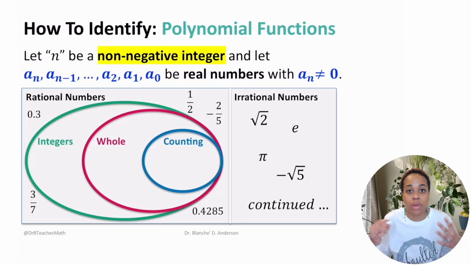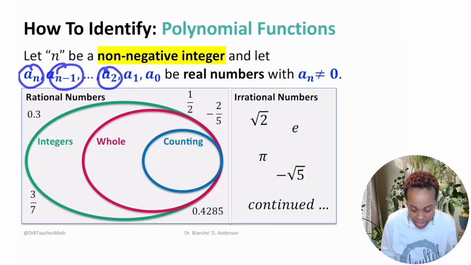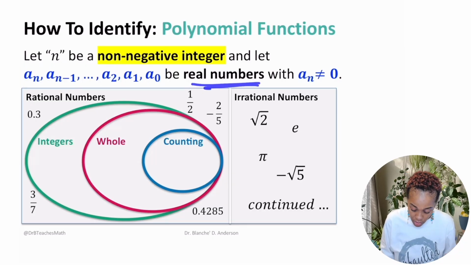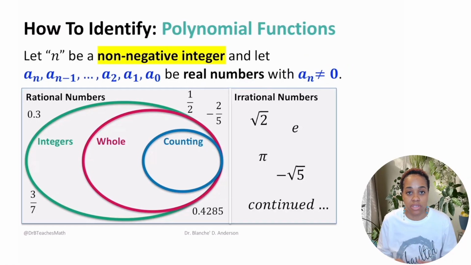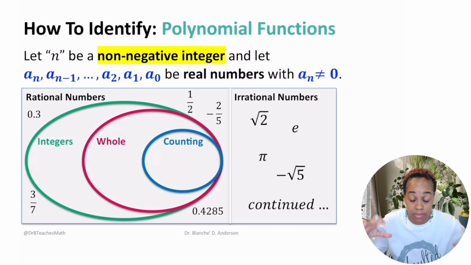So, how to identify polynomial functions. Here's the definition, and then I'm going to try to put it in Dr. B language. Let n be a non-negative integer, and let a sub n, a sub n minus 1, a sub 2, a sub 1, a sub 0 be real numbers, where a sub n is not equal to 0. That is the definition of a polynomial function. Basically, or let me say, the beginning of it.